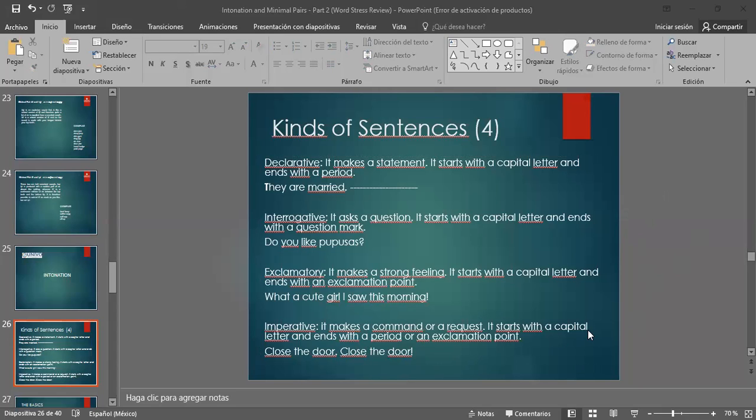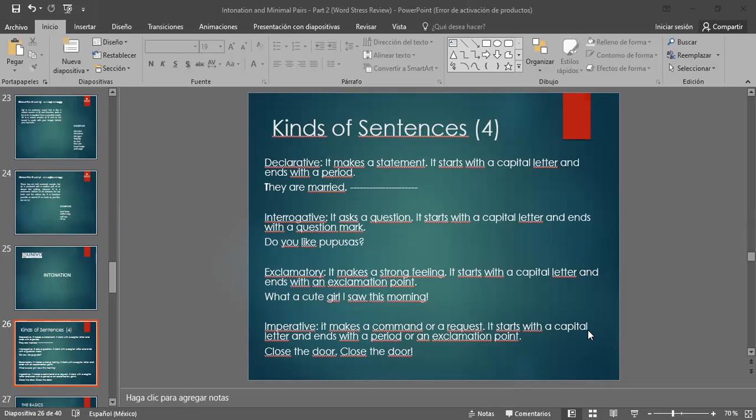As I said before, this is not grammar. This is phonetics. And this is the intonation lesson, right? I hope you have learned something new today. Not only the minimal pairs, but this one. Ahora, tienen una perspectiva diferente de la entonación, ¿verdad?